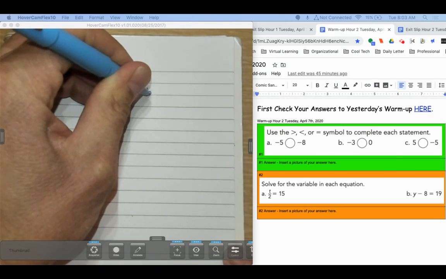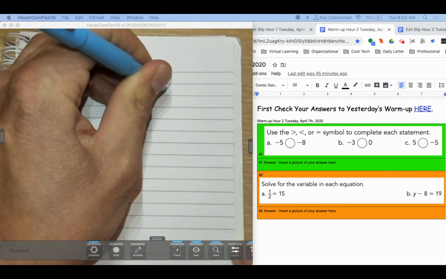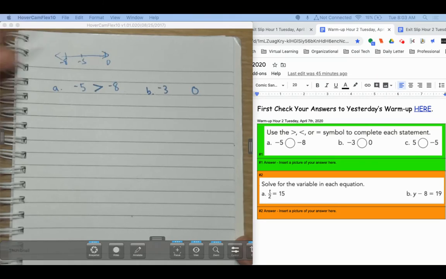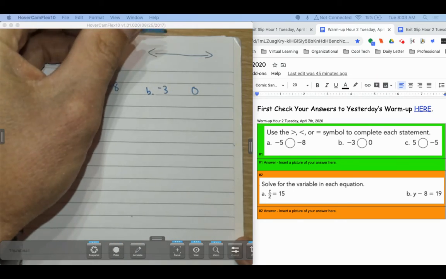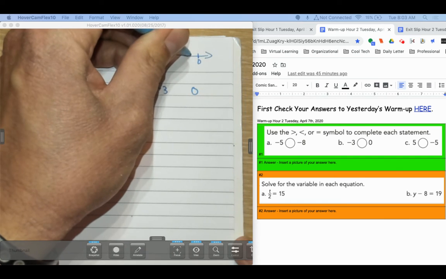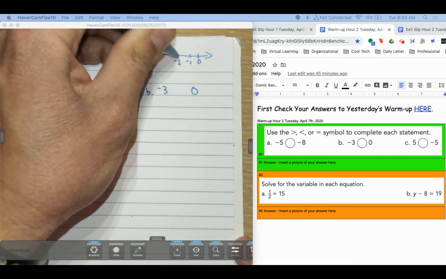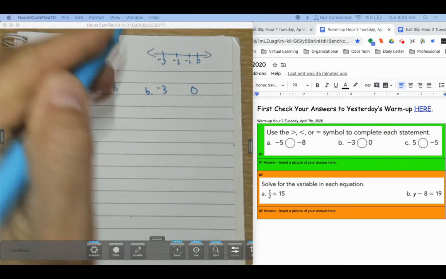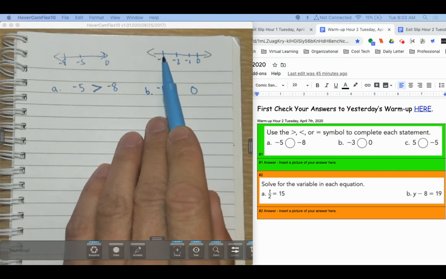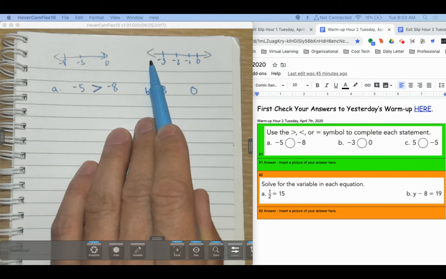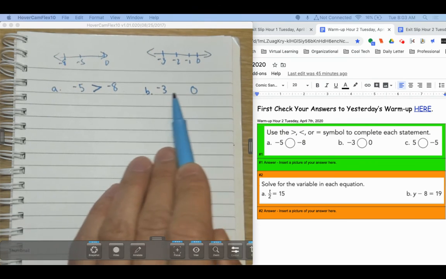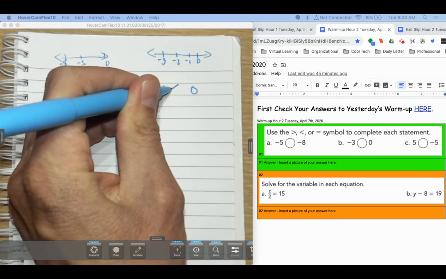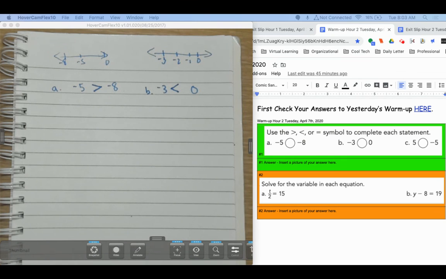For B, we'd have -3 compared to 0. And on a number line again, and I always think of it as a number line. So this is kind of what my brain is thinking right here. I would have 0, then I'd have -1, then I'd have -2, then I'd have -3. And on the number line, this is further to the left, so it's a smaller one. And this is further to the right, so it's the bigger one. So this is bigger, this is smaller. I point at the smaller one, which is not polite to do, but it helps me get the right answer.